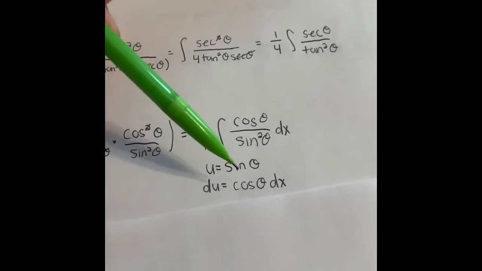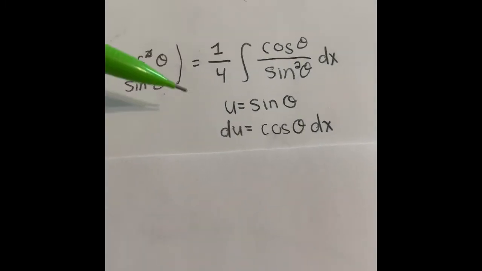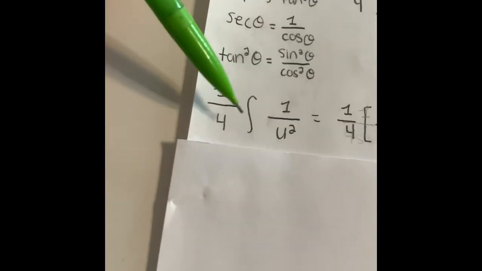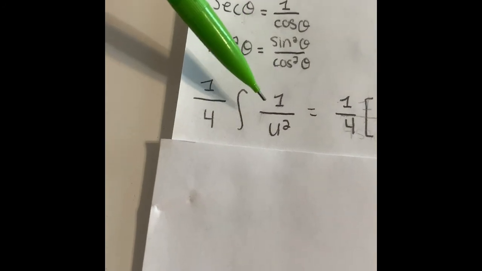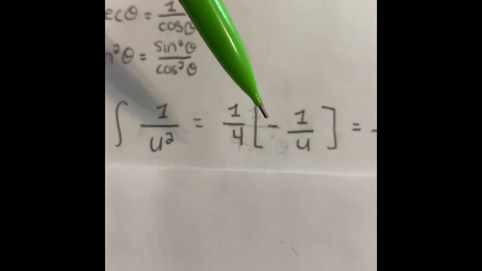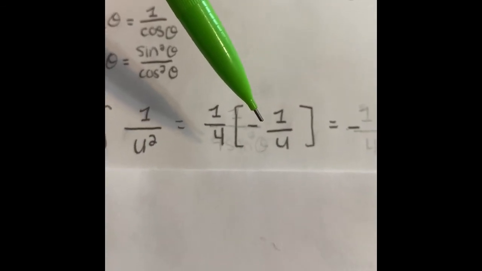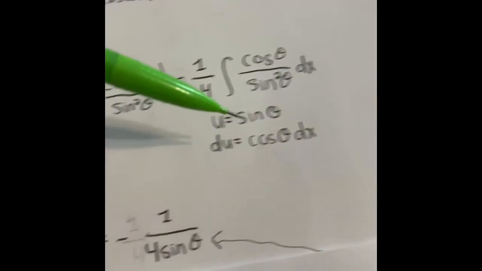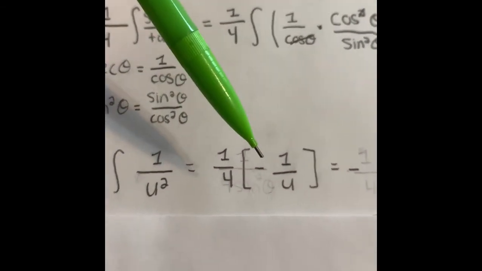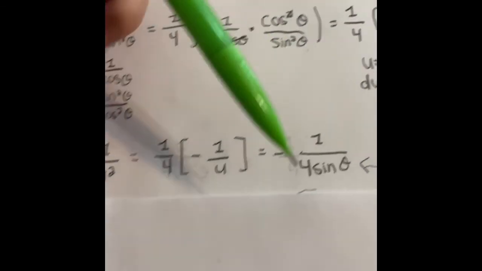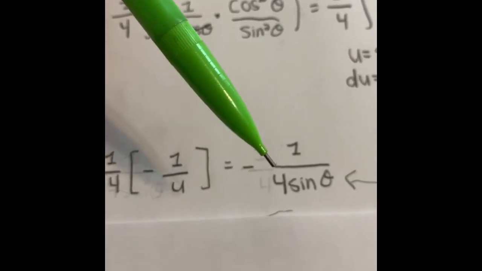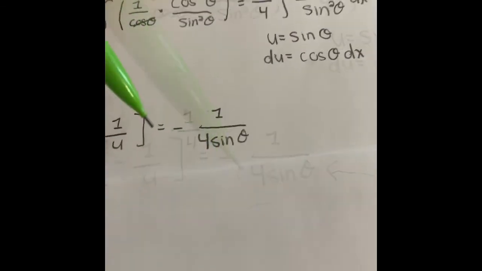So u is equal to sine theta and du is equal to cosine theta d theta. Once we have the u and du values, we plug them back into the equation and get 1/4 integral 1 over u squared. Once you take that integral by the power rule, you get 1/4 times negative 1 over u. And once you plug sine theta back into the equation and multiply by 1/4, you get negative 1 over 4 sine theta.